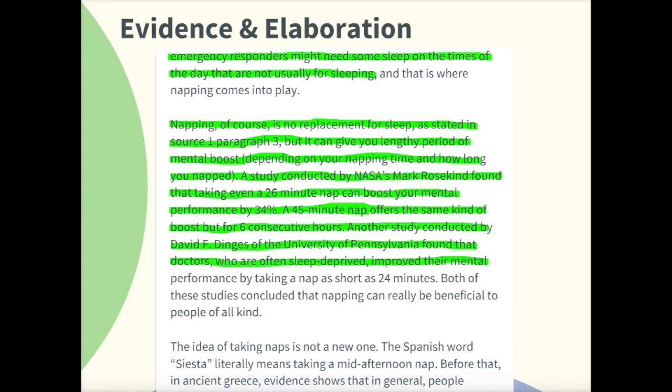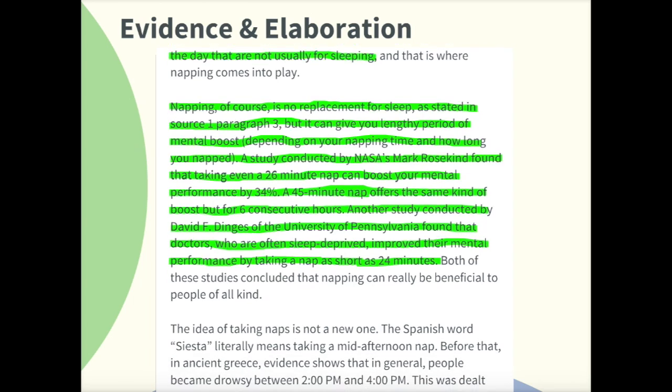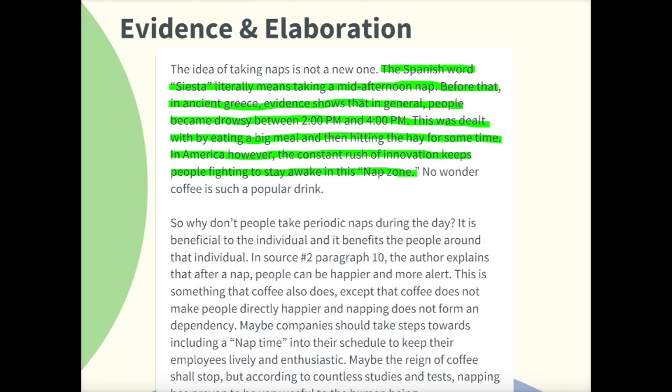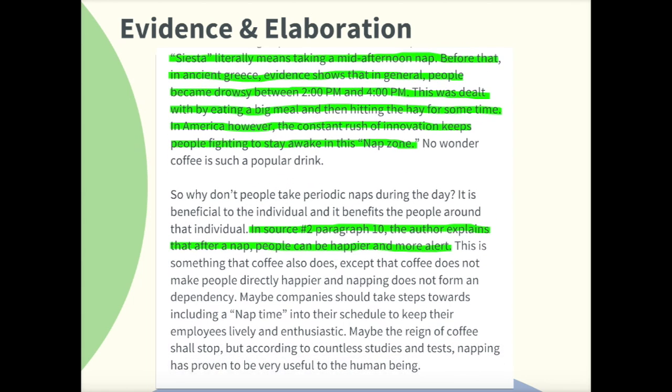details such as the precise length of naps that are optimal and how much they enhance mental performance. The essay returns to evidence from source 2 in paragraphs 3 and 4. The essay usually cites the sources, except in paragraph 3.